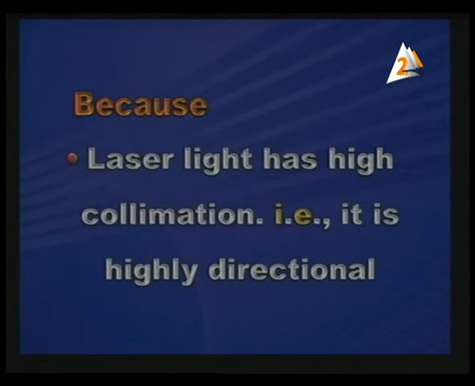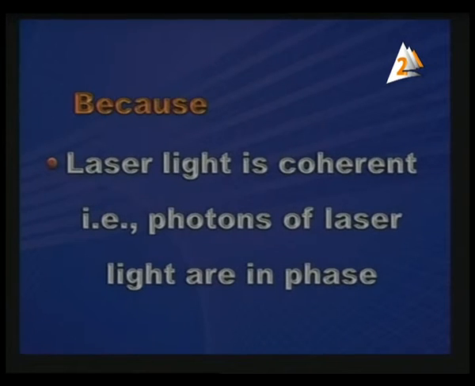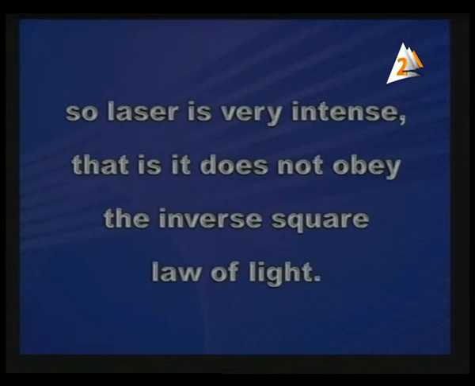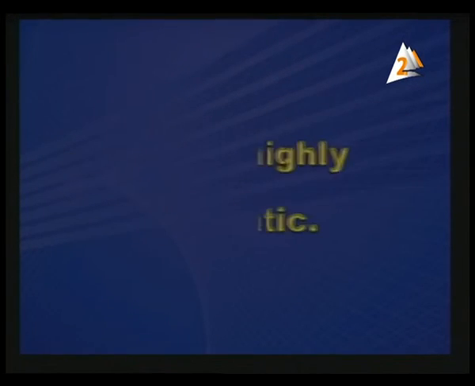Laser light has high collimation, that is to say it is highly directional. Also, because laser light is coherent, the photons of laser are in phase. So laser is very intense light, and that explains why it doesn't obey the inverse square law of light.